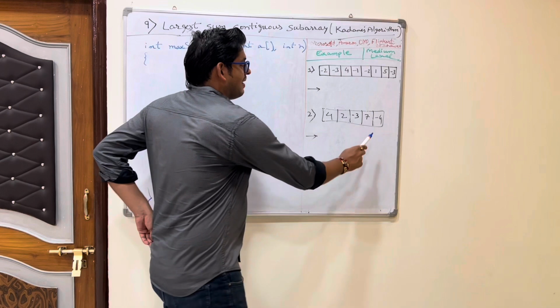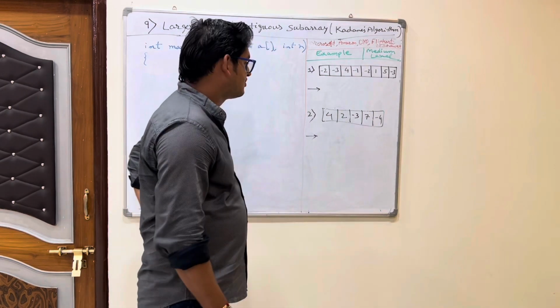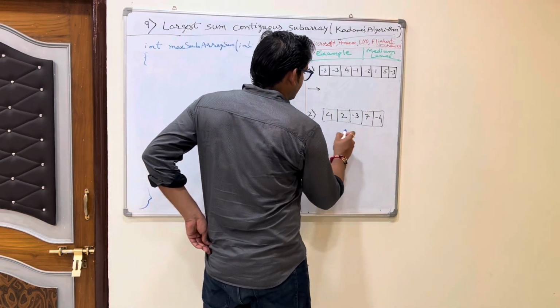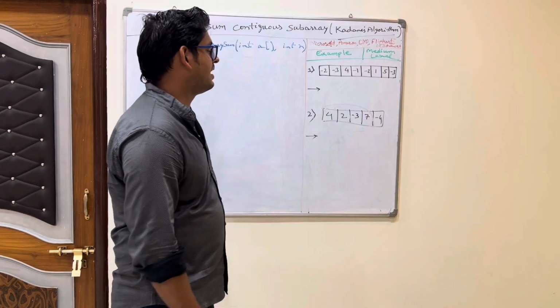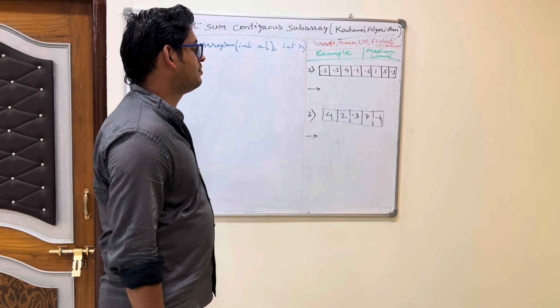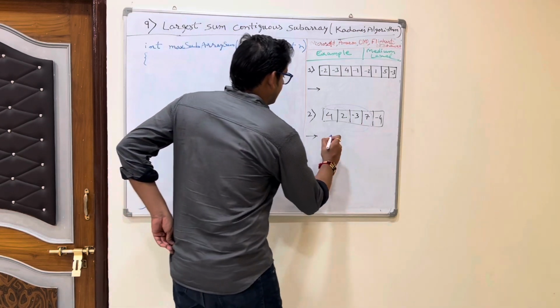And if we include minus 4, it again reduces. So the largest possible sum giving subarray is this: 4, 2, minus 3 and 7. So our answer will be 10.